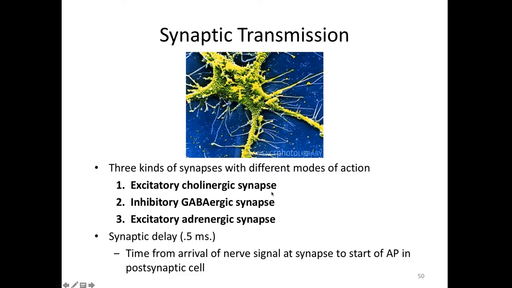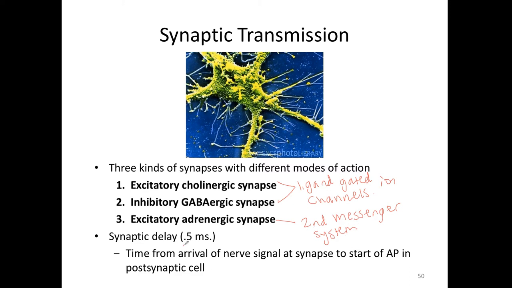Okay, so I mentioned that we didn't really have time to get into all the kinds of synapses, so we're just going to show you a few choice ones that are really cool. So we're going to show you an excitatory cholinergic synapse, an inhibitory GABAergic synapse, and an excitatory adrenergic synapse. So these two are mediated by ligand-gated ion channels. And this one uses second messenger stuff. So kinases and cyclic AMP and all that, you'll see a picture of it later.